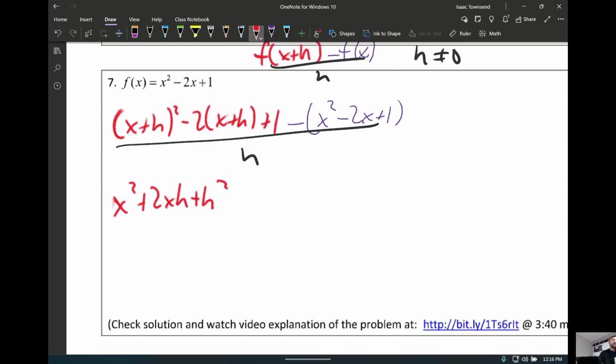Now, there's a good chance in a few minutes someone's going to ask me, where did this 2xh come from? It's because I'm foiling this. X plus h squared is not x squared plus h squared. It's x plus h times x plus h. Write it out to the side and FOIL it if you need to.